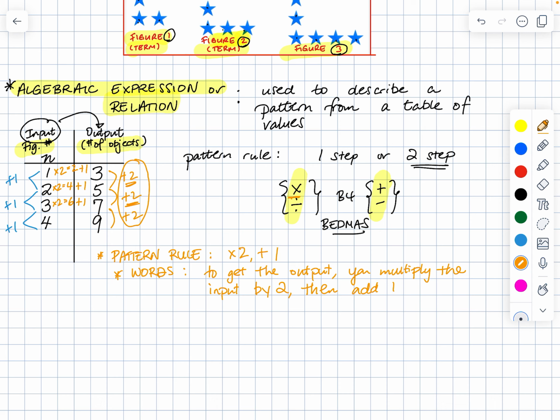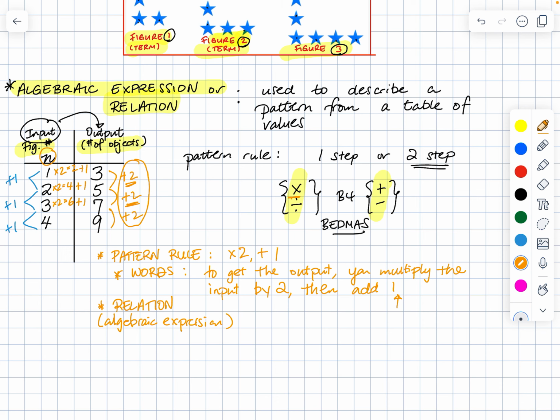Now, the algebraic expression or relation. Now, because we assigned n to the input, all you're doing is you're taking what you wrote up here and you're turning it into an expression.